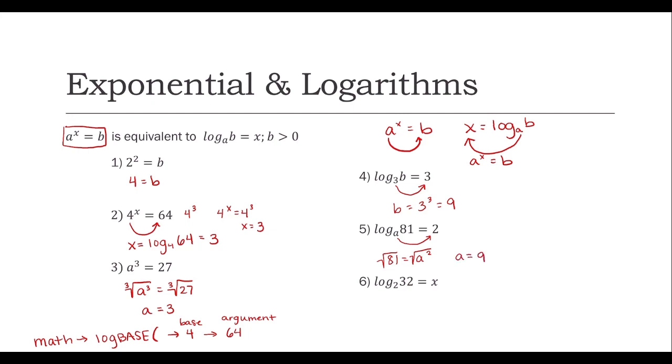For number 6, we could just enter the log base 2 of 32 into the calculator to solve for x. But the other thing you can do is take your base and make it the base of the exponent. So we have 32 equals 2 to the x. And we can solve for x by finding out what 32 would be with a base of 2. So we get 2 to the 5th power equals 2 to the x. And since they're the same base, we know that x equals 5.